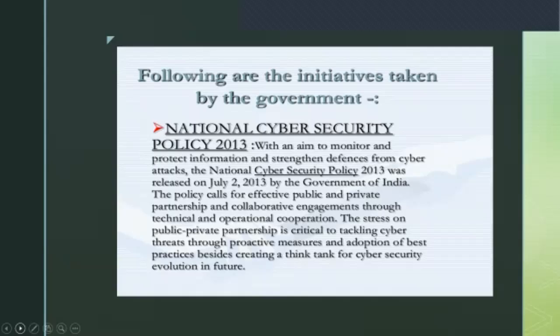Here there is nothing much to explain, since this is a government policy. We are talking about laws and policies by the government. So these things have to be learned as they are. There is nothing much to explain.